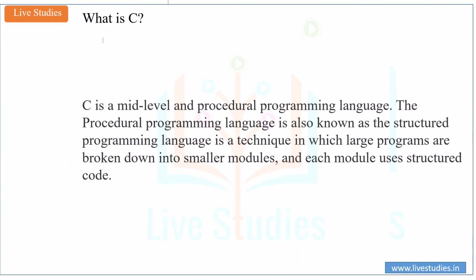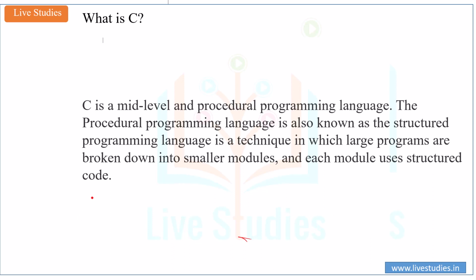My first question is, what is the C language? Basically, C is a middle level language and a procedural programming language. The procedural programming language is also known as the structured programming language. It is a technique in which large programs are broken down into smaller modules or tasks, and each module is written using structured code.